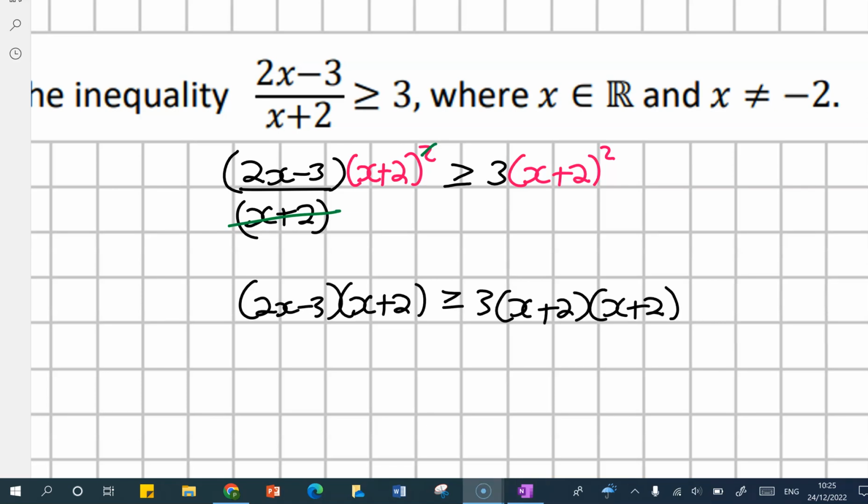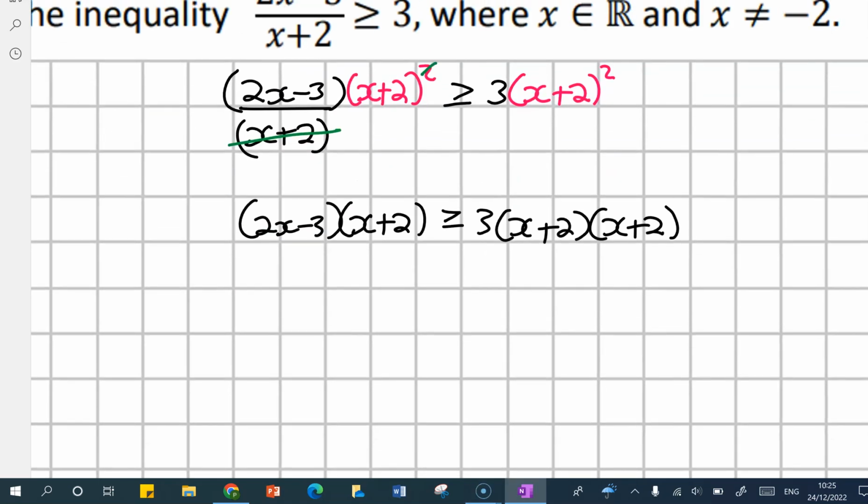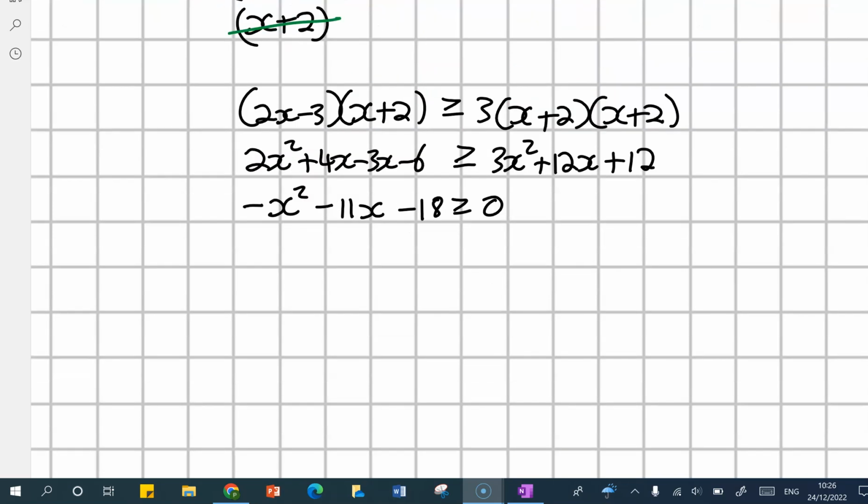So we'll do our squaring first on the right-hand side and multiply back-to-back brackets on the left. 2x squared plus 4x minus 3x minus 6 greater than or equal to 3 times (x plus 2) squared, which is 3x squared plus 12x plus 12. I'm going to bring everything to the left. We have minus x squared minus 11x minus 18 greater than or equal to 0.